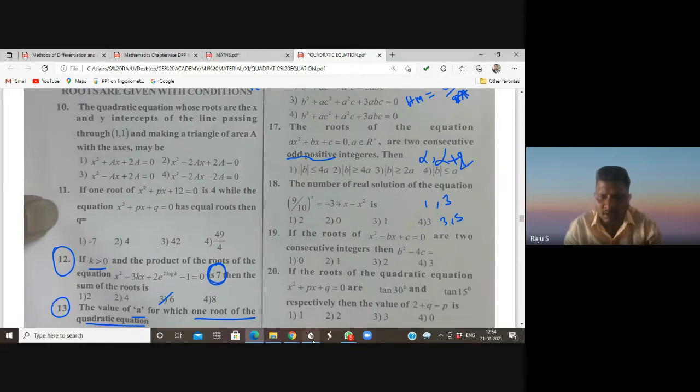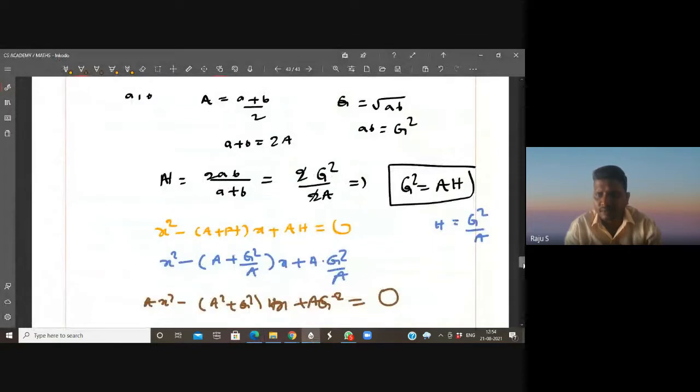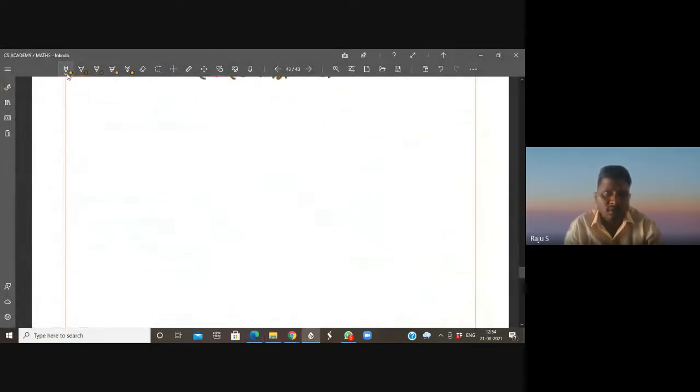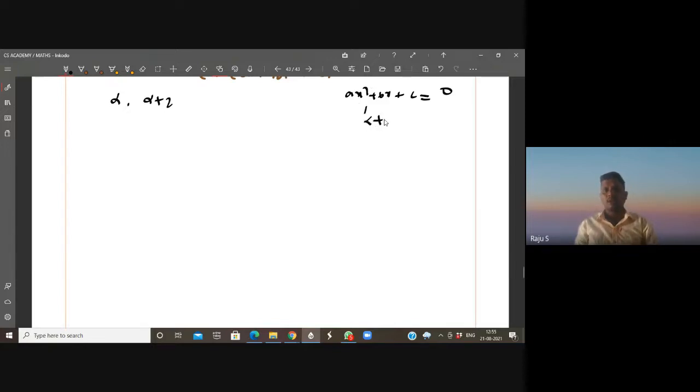Can you try, or else can I do that? Okay, alpha, another one alpha plus 2. Given quadratic equation x squared plus bx plus c is equal to 0. Then here the sum of the roots, alpha plus alpha plus 2, is equal to minus b by a. Then alpha plus 1 is equal to minus b by 2a. Am I right, students?